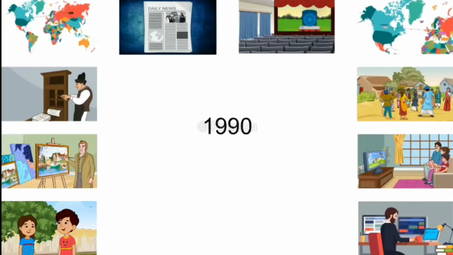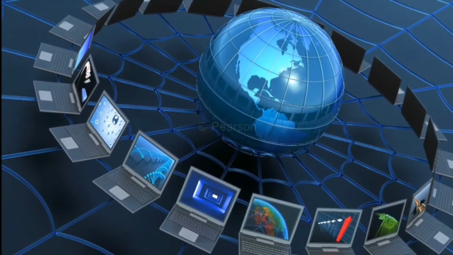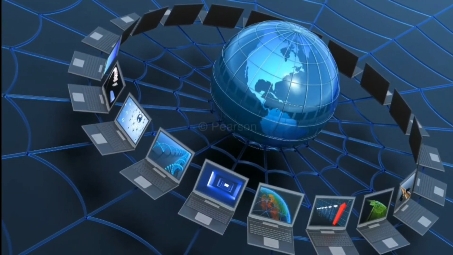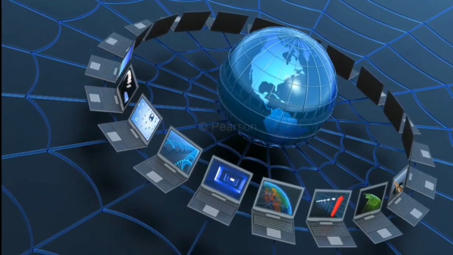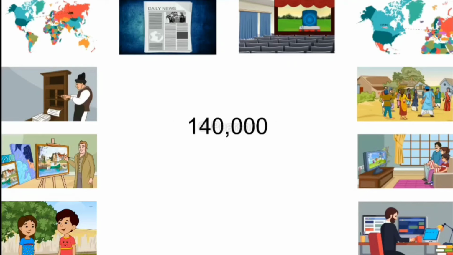In 1990, Tim Berners-Lee developed Hypertext Markup Language, HTML, the language of the Internet. In 1991, the World Wide Web went into action, and by 1993, there were 600 websites and 2 million computers connected to the Internet. Today, there are over 1 billion websites with about 140,000 new ones created daily.